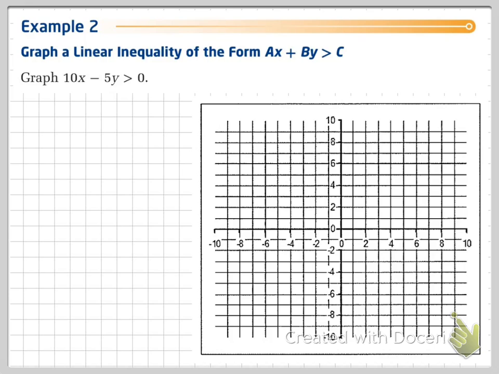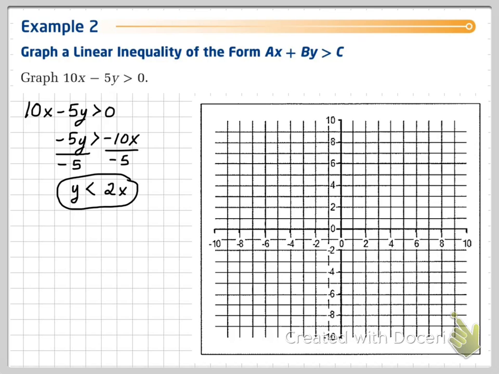Now in example 2, we're asked to graph 10x minus 5y is greater than or equal to 0. Let's solve for y. We're going to get negative 5y is greater than or equal to negative 10x. Dividing both sides by negative 5 will leave me with y on the left side, positive 2x on the right side. But since I've divided by a negative, I have to change the direction of my inequality sign.